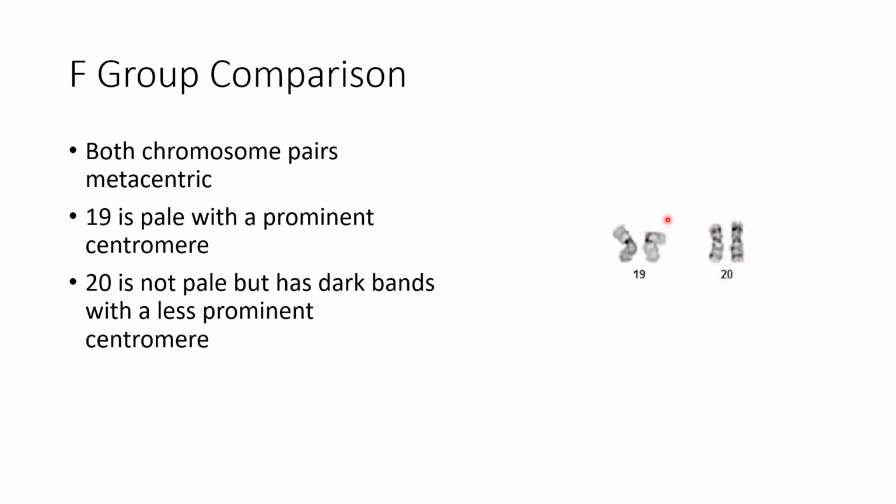And I guess the other thing to point out is 19 usually has a very prominent centromere, partially because the arms are more lightly staining. In general, 20 definitely does not have as prominent a centromere region as 19 does.